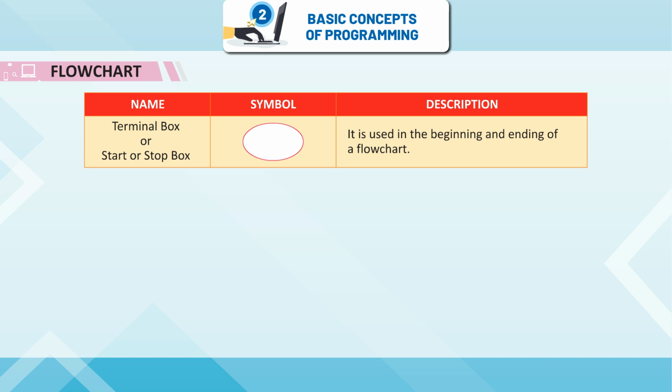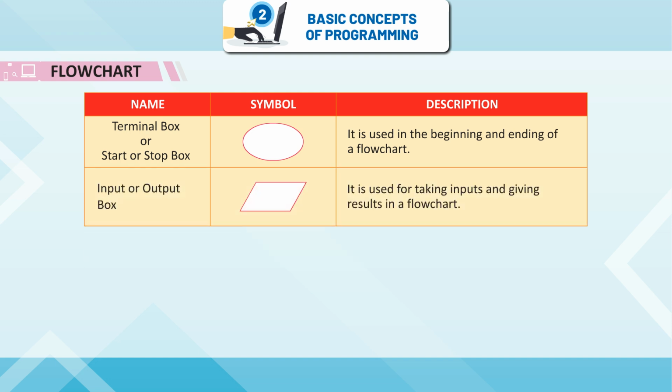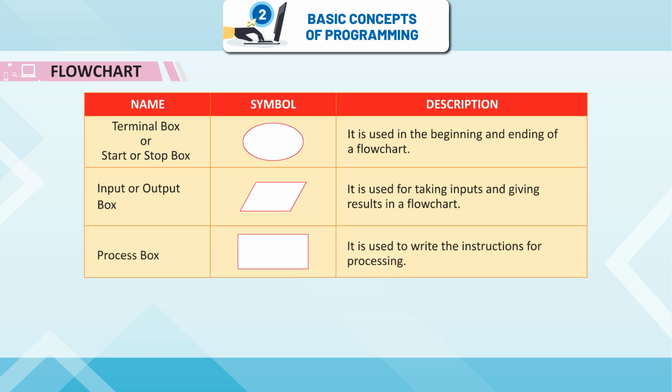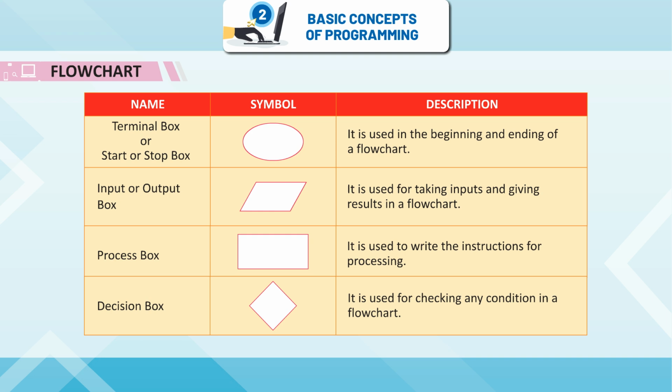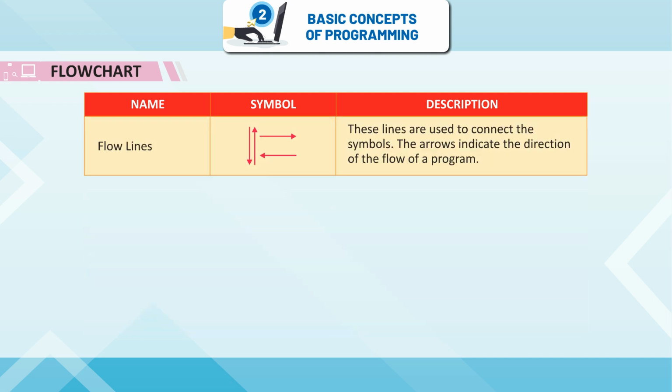Name: terminal box or start or stop box. Symbol, description: it is used in the beginning and ending of a flowchart. Input or output box: it is used for taking inputs and giving results in a flowchart. Process box: it is used to write the instructions for processing. Decision box: it is used for checking any condition in a flowchart.